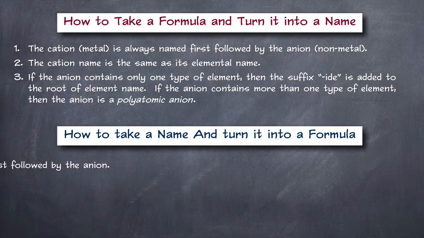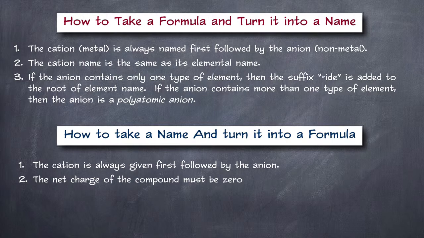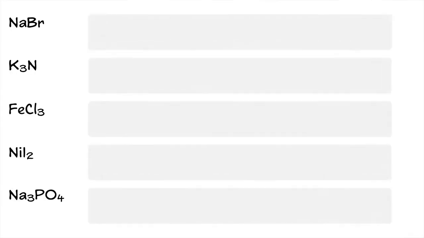Now, to take a name and turn it into a formula, you always put the cation first, followed by the anion. You want to make certain that the net charge of the compound is equal to 0. To do that, you trade the charges on each of the ions and make them subscripts on the opposite ion. And you have to remember to always write them in the lowest possible whole number ratio. Let's go ahead and get started.